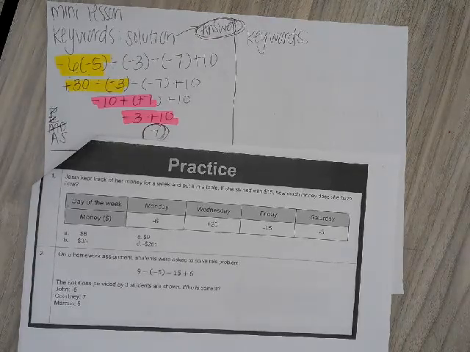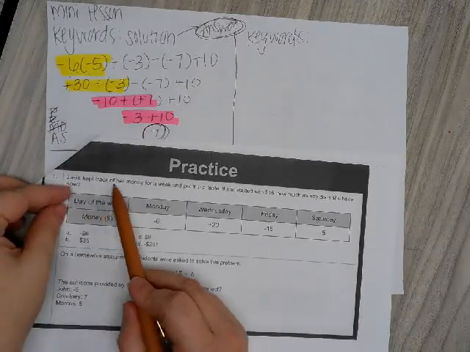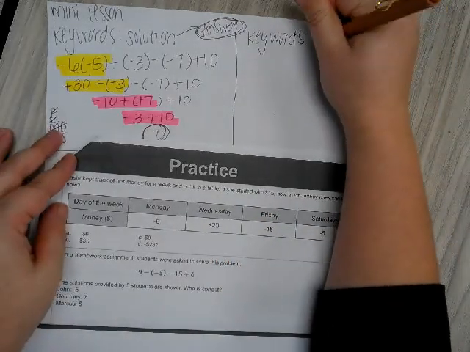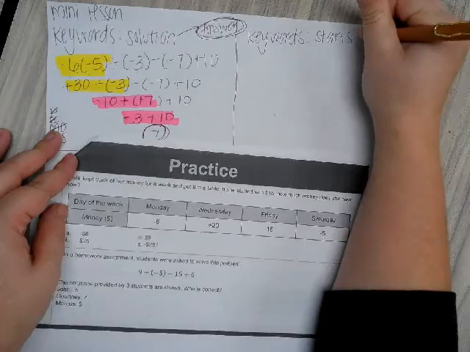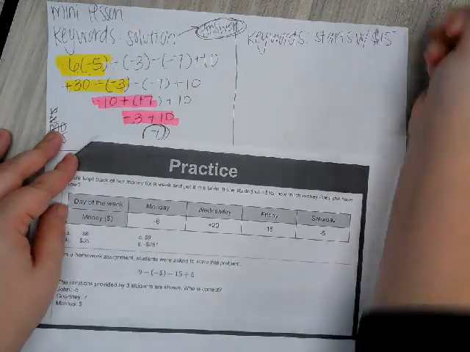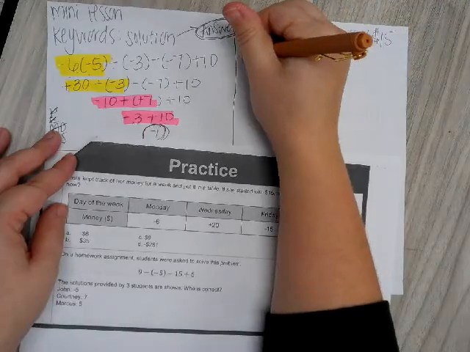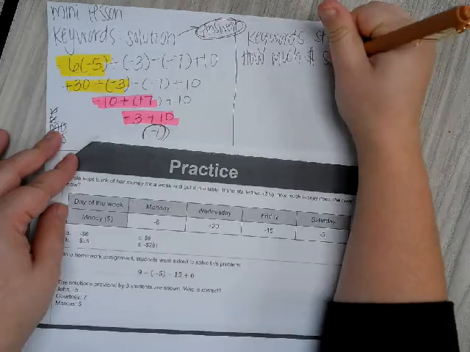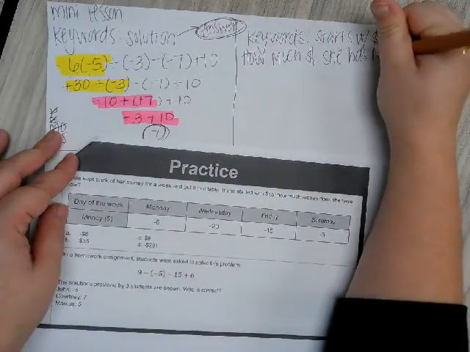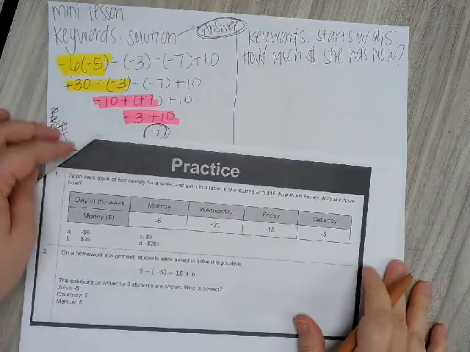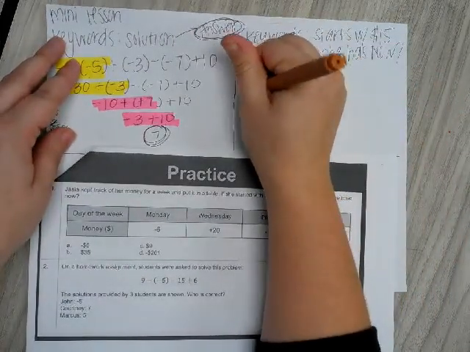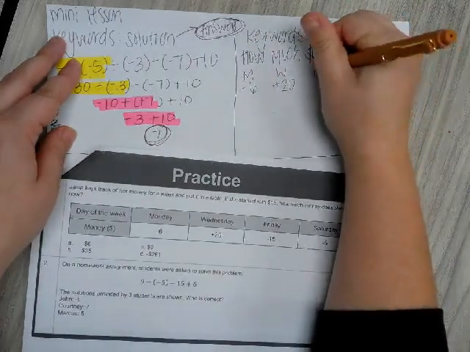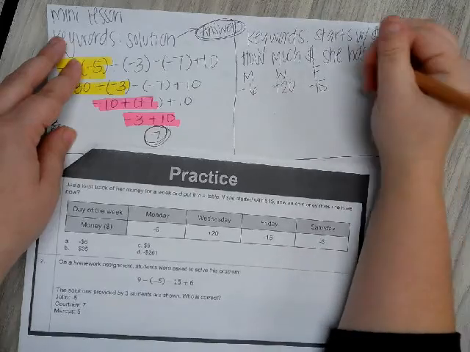Okay, so let's go ahead and check our answer. So it says Jasia kept track of her money for a week and put it in a table. We know that she starts with $15. They want to know how much money she has now. Okay, we know Monday was -6, Wednesday was +20, Friday -15, and Saturday was -5.